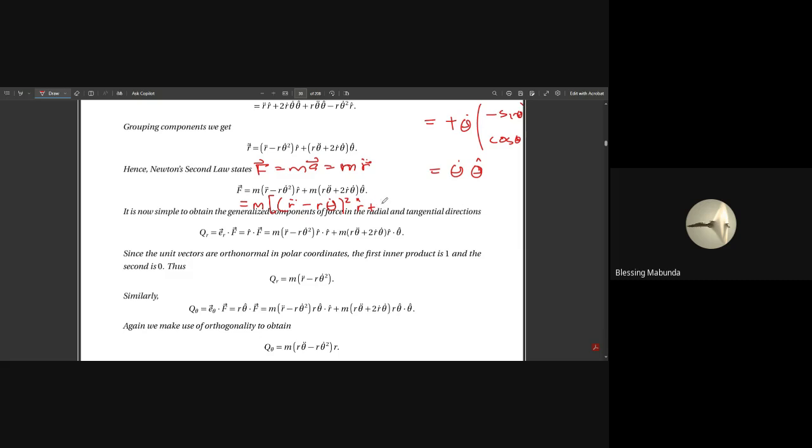Plus r theta double dot plus r theta dot, like that. And those represent our radial and tangential components.